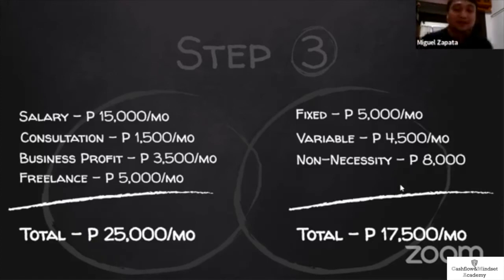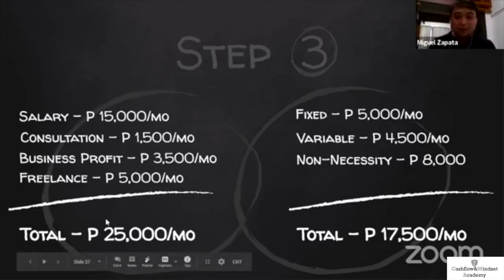The good thing here, in my example, is that my income is higher than my expenses. But in reality, more often the expenses are higher than the income. So if your scenario is that your income is higher than your expenses, then you have more chance to save money. But if the expenses are higher, that's where we will adjust.